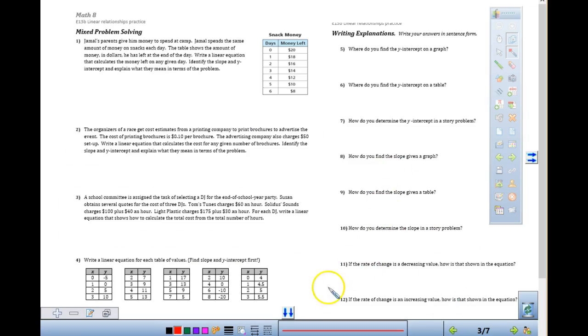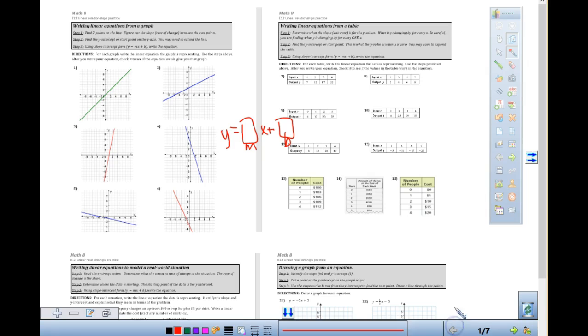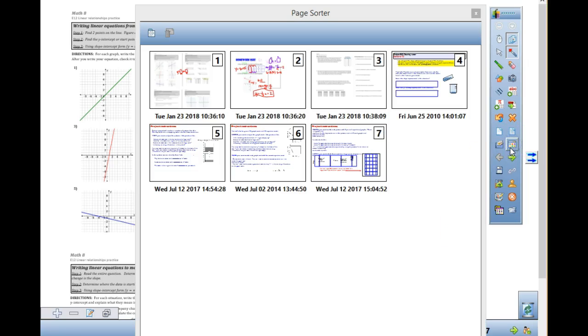As we are looking at that, what I would like for you to do right now is we are going to go to Desmos.